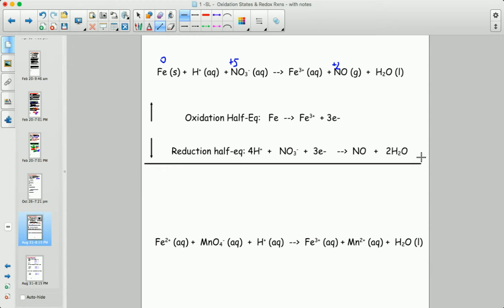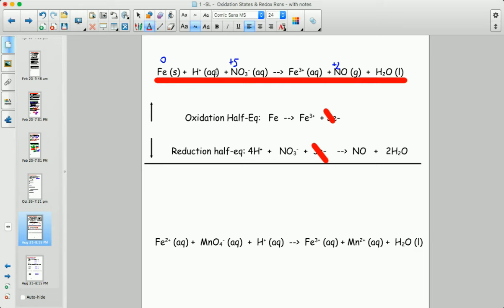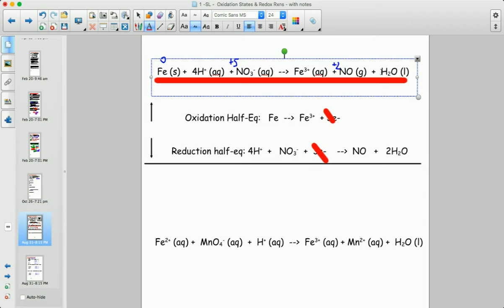If you put these 2 things together and add them up, the electrons will cancel, 3 and 3. Nothing else cancels. And so we end up with the equation that we had at the top, except now we have a 4 here, and we have a 2 here.